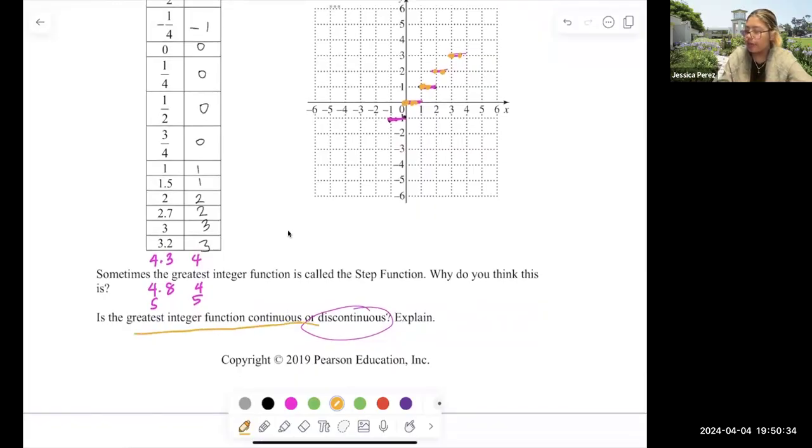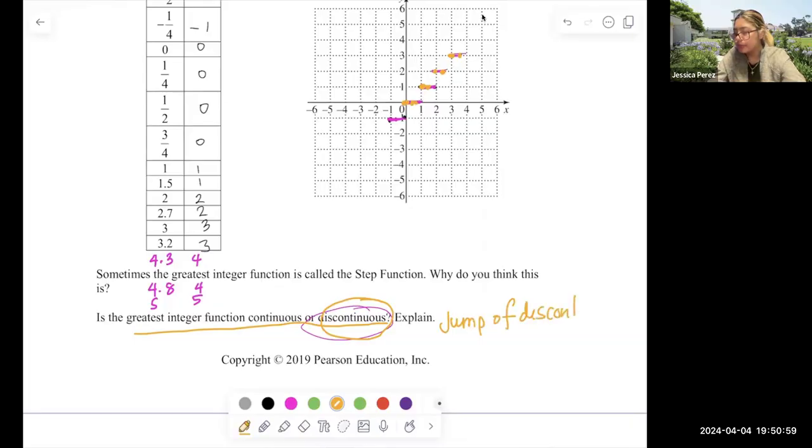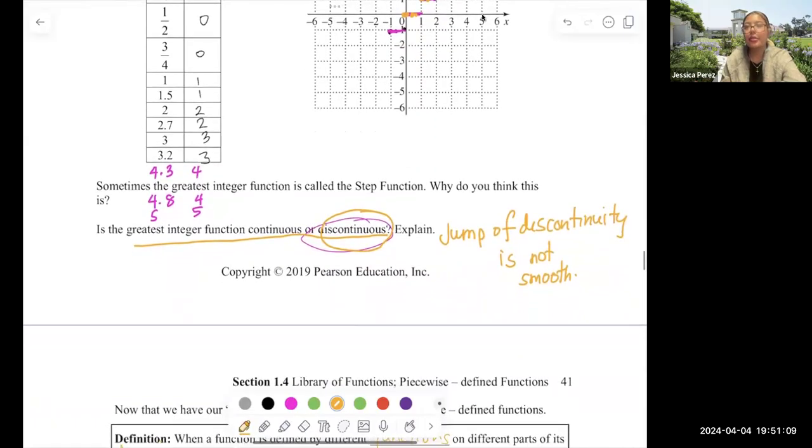So the greatest integer function is actually a discontinuous function because it jumps. See how there's more than one value that matches an x? That tells me that this is discontinuous. There's a gap. From here to here it jumps, from here to here it jumps. This is not continuous. There's a jump discontinuity. It's not smooth. There are gaps. That's a discontinuous function.